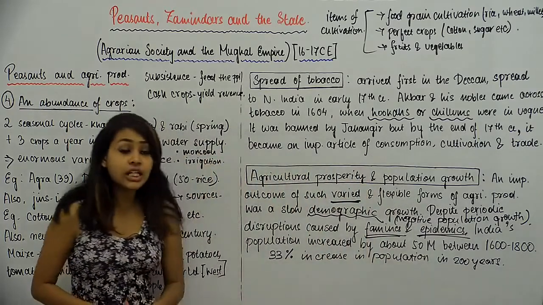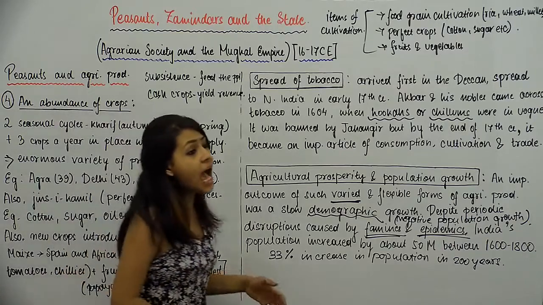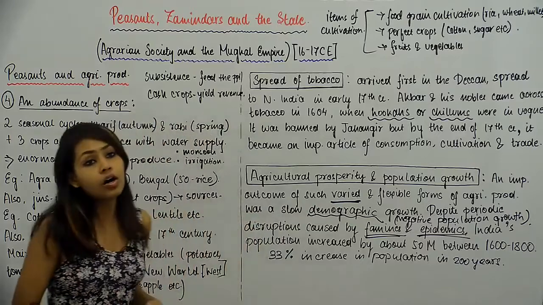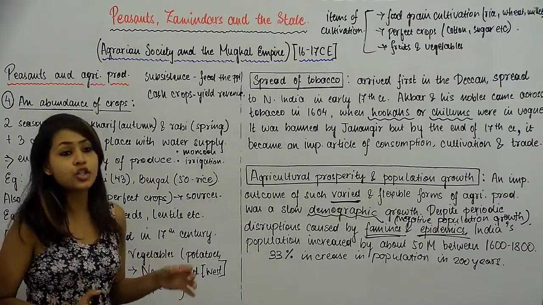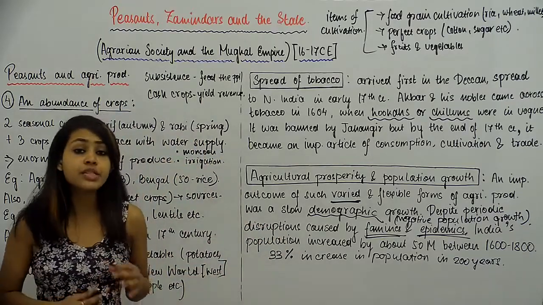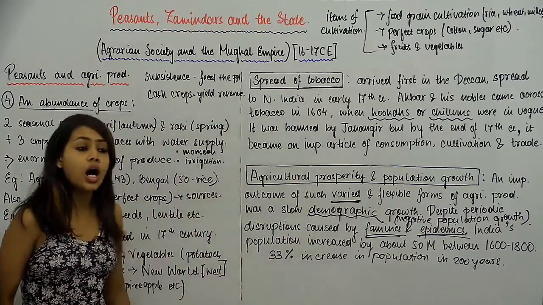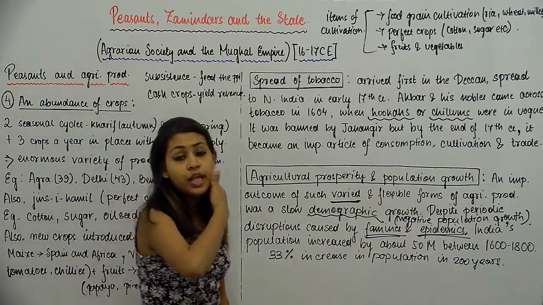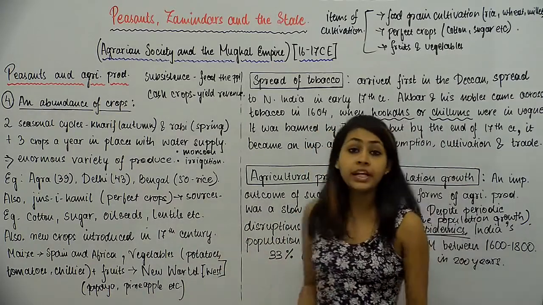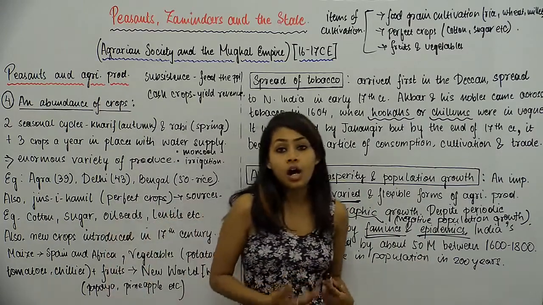So population increased by around 33% in 200 years, and the majority of this is credited to the enormous agricultural production, or the enormous variety of agricultural produce that we were having in our country at that point of time. So these are the two pieces of information that we had to study, which were given in our book. So now we have completed our first topic. Very soon we're going to be starting our second topic, which is about the village community.